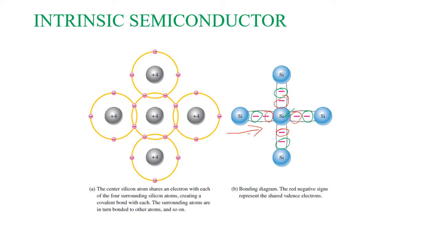Okay, so now the number of electrons in the valence band is equal. And there is no extra electron or no extra proton. Okay, and this is called a pure semiconductor. You see, all the atoms are silicon. Therefore it is called an intrinsic semiconductor.